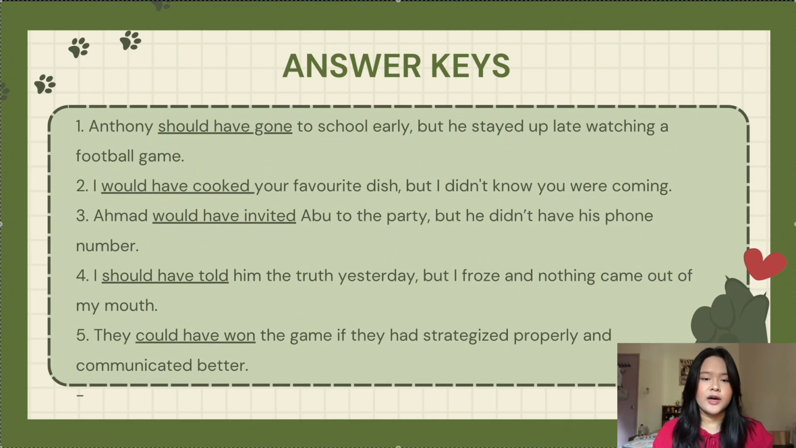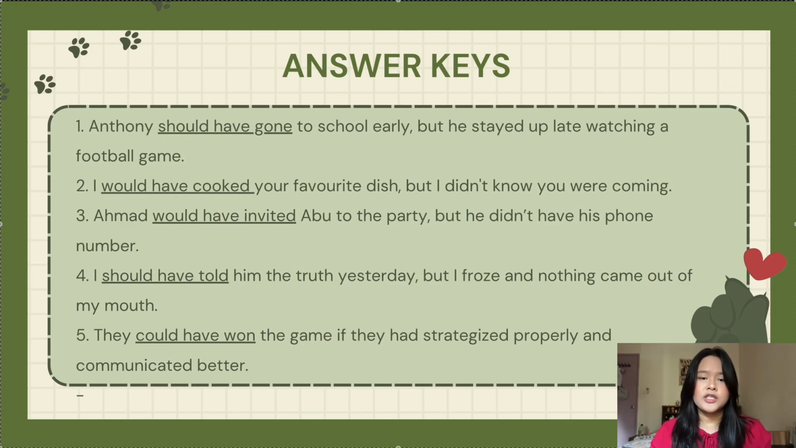Number 2. I would have cooked your favorite dish, but I didn't know you were coming. We use would have here because the speaker is talking about something they didn't do, but would have done if the situation had been different. Number 3. Ahmad would have invited Abu to the party, but he didn't have his phone number. Would have is used here for a hypothetical past situation. He didn't have the phone number, so inviting Abu didn't happen.